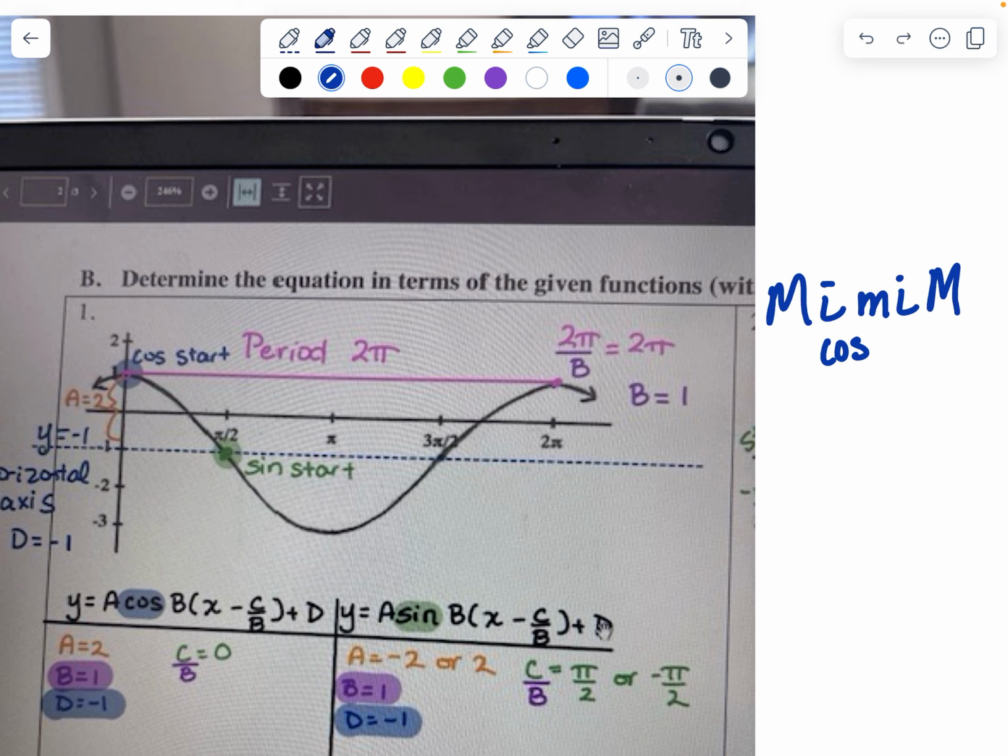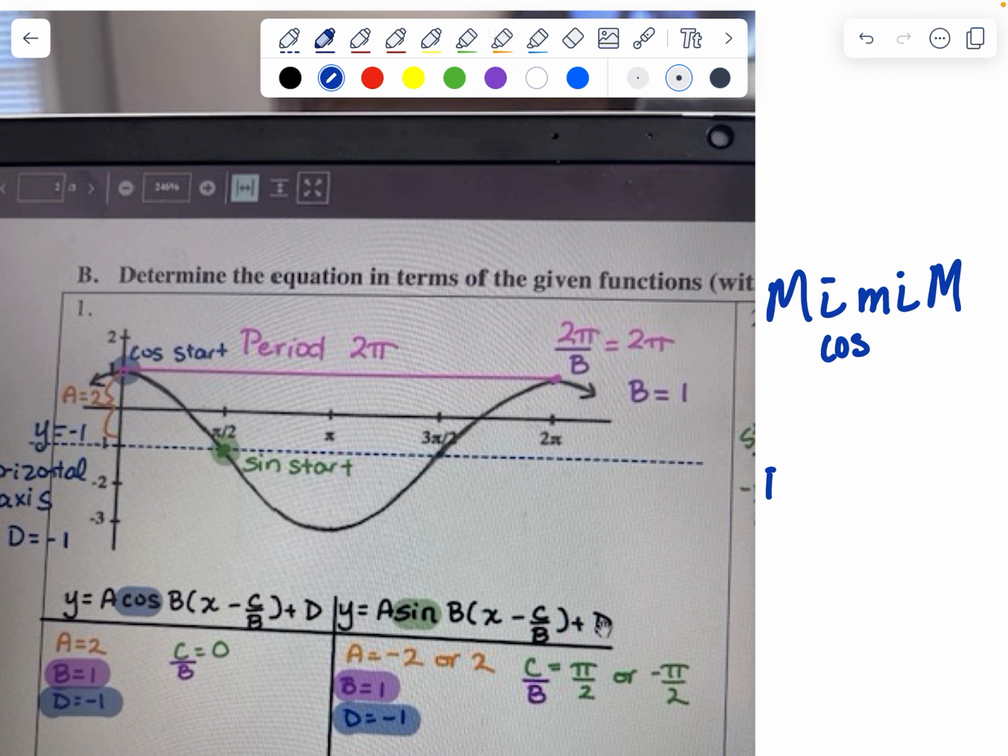So that is your D. And then from that, you're looking that they're going 2 above it. So here's the interval, 2 above it and 2 below it, right? So that means that your A is 2. So A is 2.